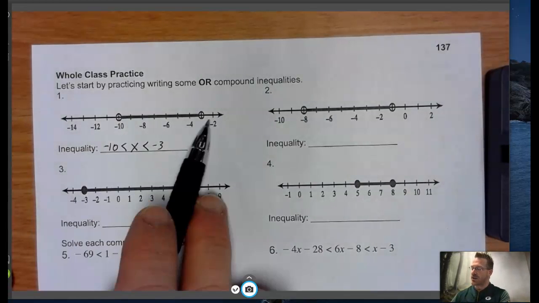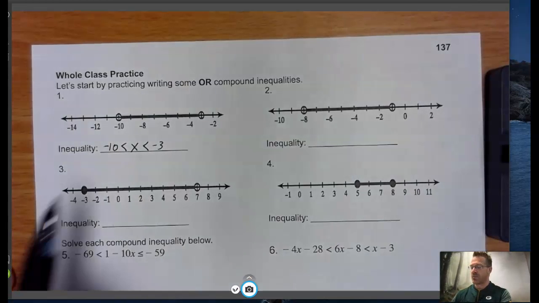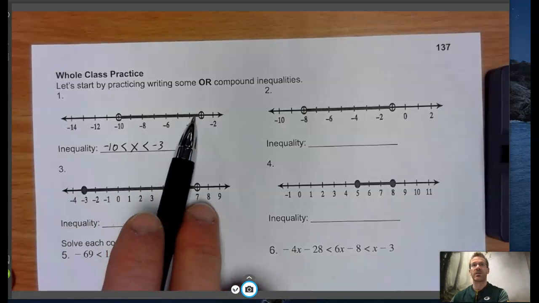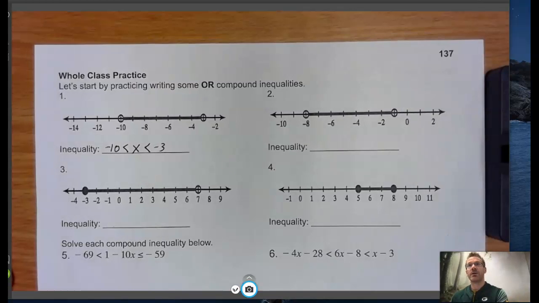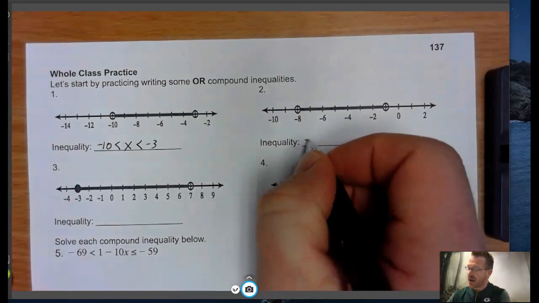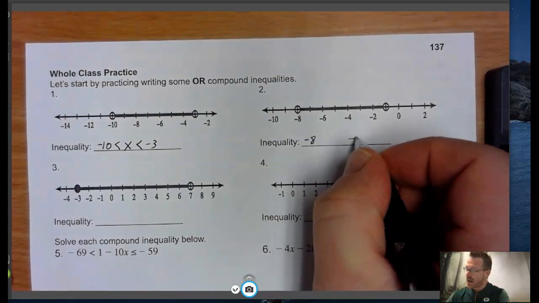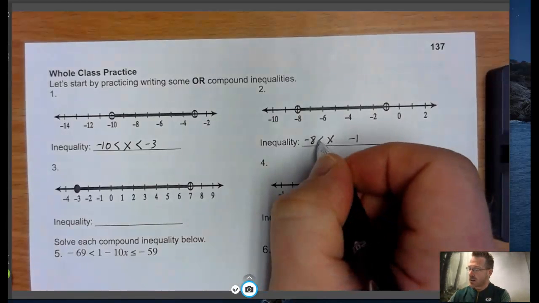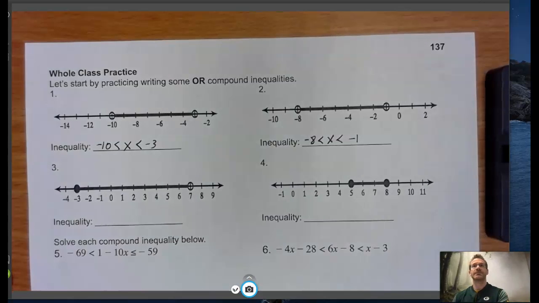If you write it in this way, your symbols will always point to the left, because the number in the middle is always going to be greater than the left-hand endpoint and less than the right-hand endpoint. Let's move to number 2. Once again, -8 is our left-hand endpoint, -1 is our right-hand endpoint, and we want those numbers in the middle. So x is greater than -8 and x is less than -1.